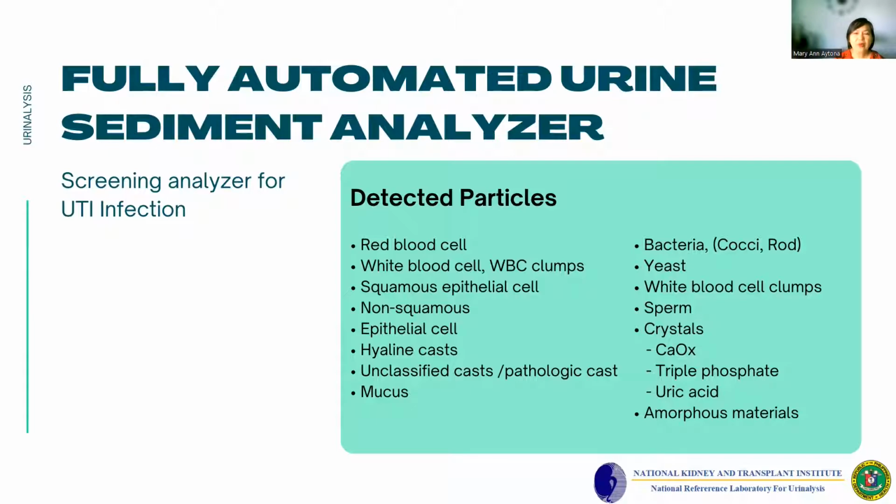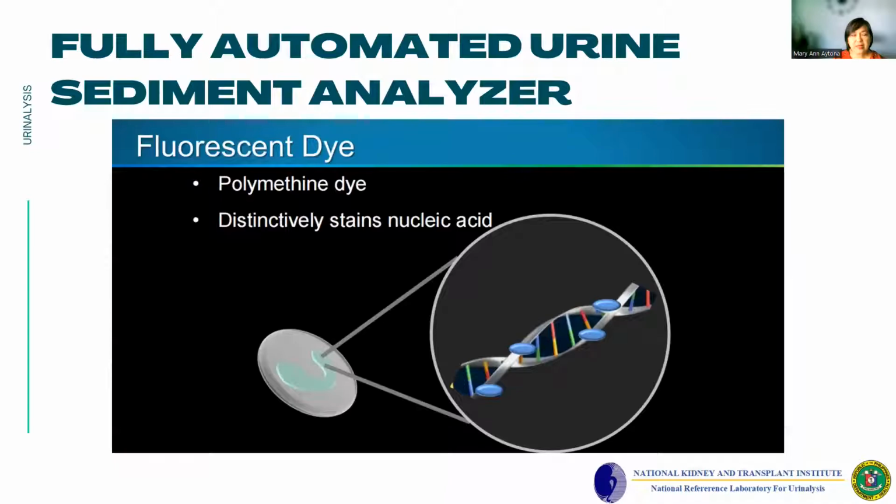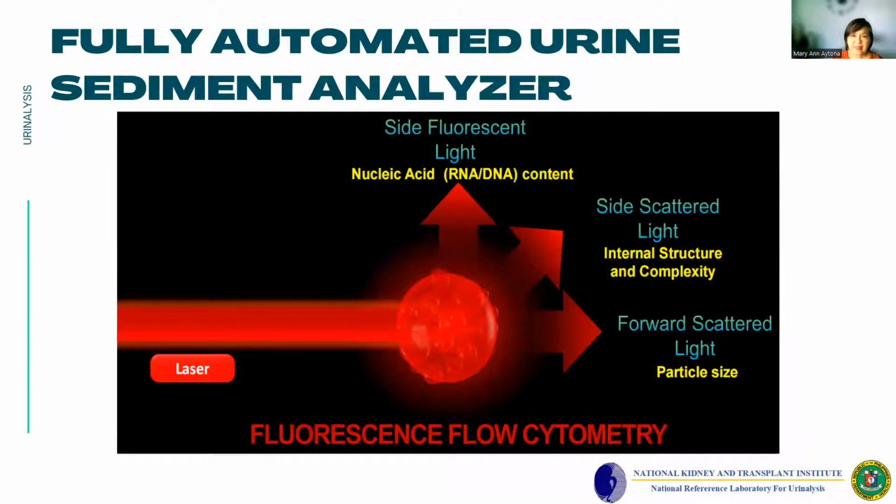There are platforms wherein crystals are identified, and there are machines that give color images of your sediment particles. With the automated sediment analyzer, it uses a fluorescent polymethine dye that distinctively stains the nucleic acid. Fluorescence flow cytometry is used to analyze the physical and chemical properties of cells. It can also be used to analyze other biological particles in urinalysis analyzers. It provides information about cell size and structure, information about a cell's interior.